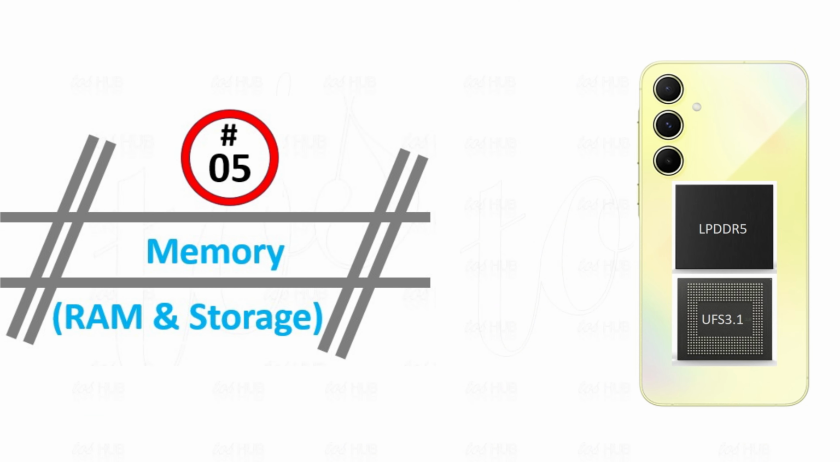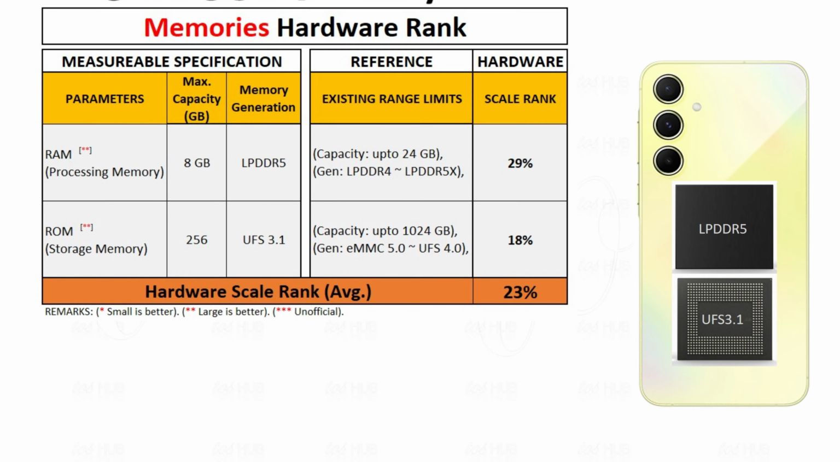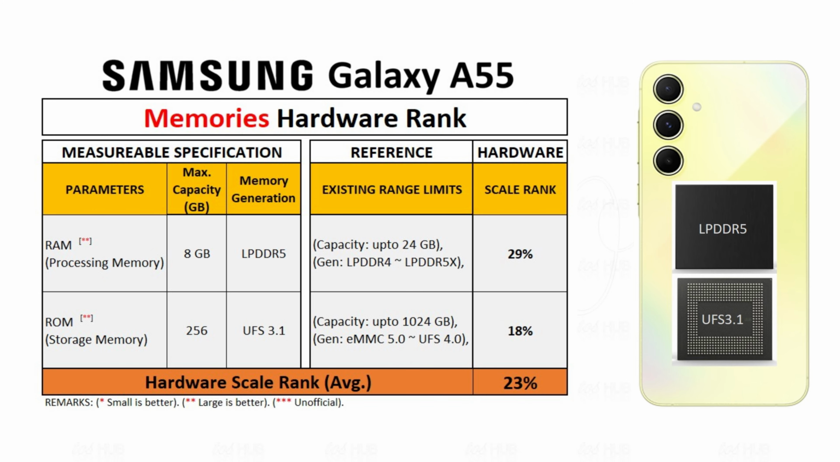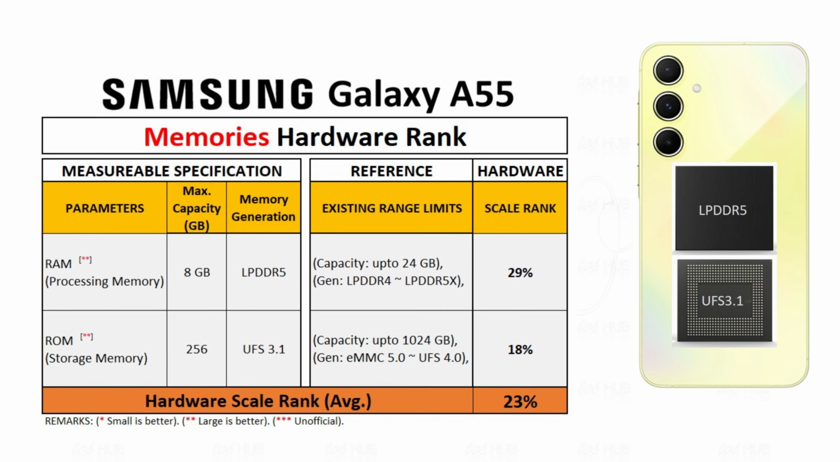Next is fifth category, about RAM and storage memories. Samsung Galaxy A55 RAM and storage hardware rank bases on 2 parameters. It includes processing memory capacity, processing memory generation, storage memory capacity and storage memory generation. By comparing the RAM and storage specification with available smartphones, the score rank stands at 23% scale.